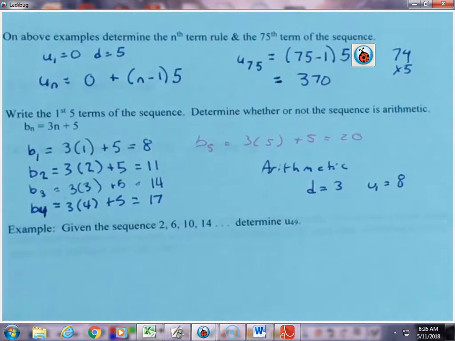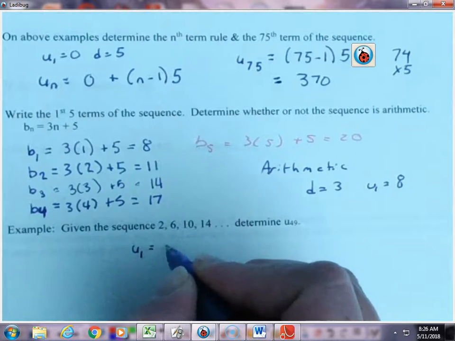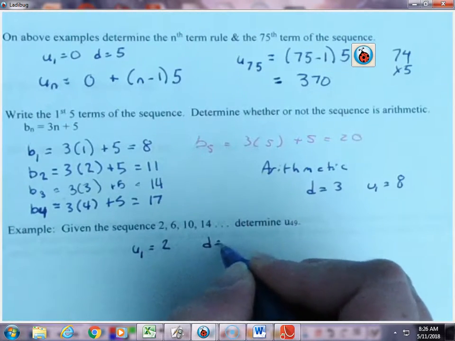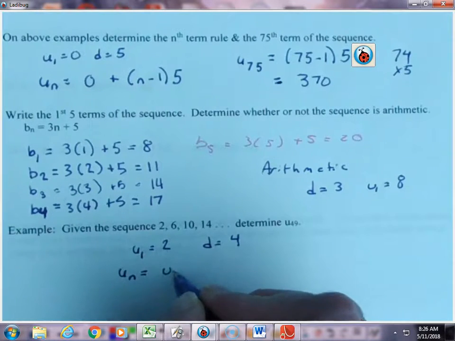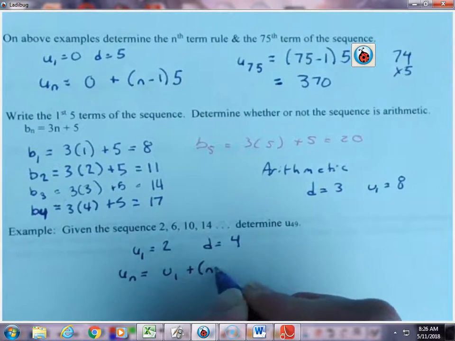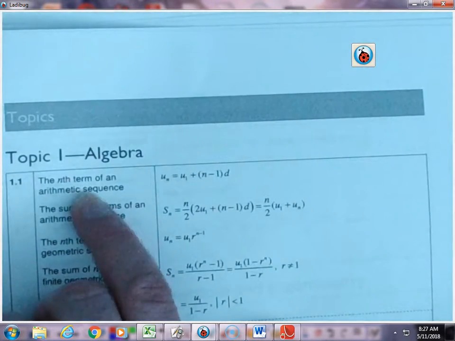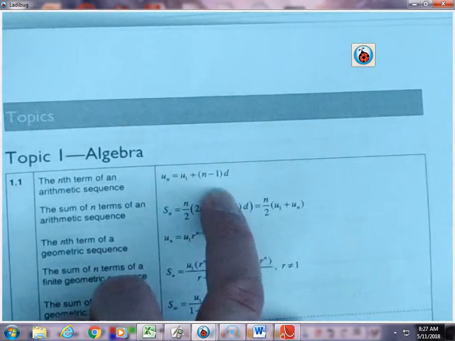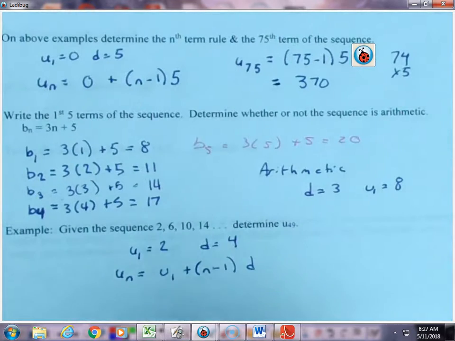So this particular one, first off, I need to figure out, is it arithmetic? Yeah, which means I can use my arithmetic formulas. So tell me u sub 1. Tell me d. So I'm going to write a formula, okay? And it's u sub n equals u sub 1 plus n minus 1 d. And remember, it's right here, the nth term of an arithmetic sequence, and there's the formula. So you don't even have to remember it, even though it's kind of logical.